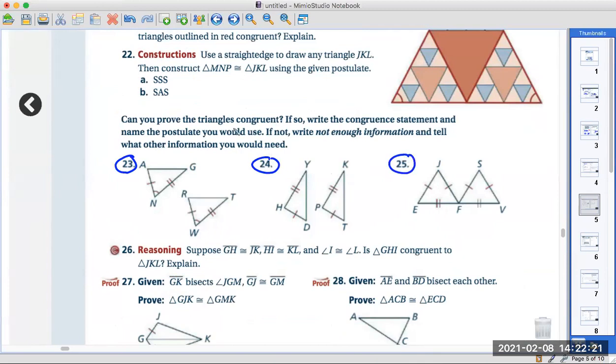Okay, that's the one where you have to decide, are they congruent? If not, not enough information. What other information would you need? So there's a few parts to that question. First, you say, yes, you can prove it, or no, you can't. Not enough information. What more information do you need? So you got to make sure you answer all the parts.